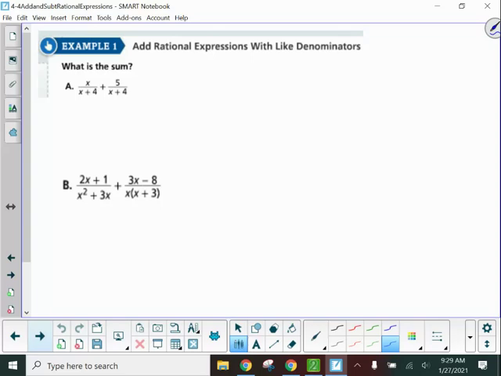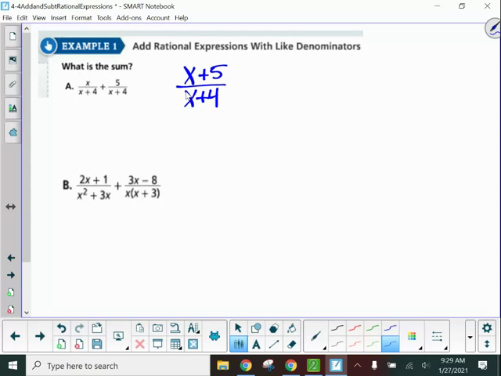So our first example covers some easier topics here. You can see in part A, I'm adding these fractions together because it says what's the sum, and they both have denominators of x plus 4, which means x plus 4 is going to be the denominator of my answer. So once you have that common denominator, then you can do whatever the operation is, in this case addition, to the numerators. So this is going to be x plus 5.